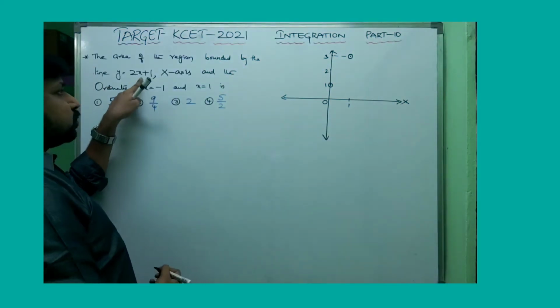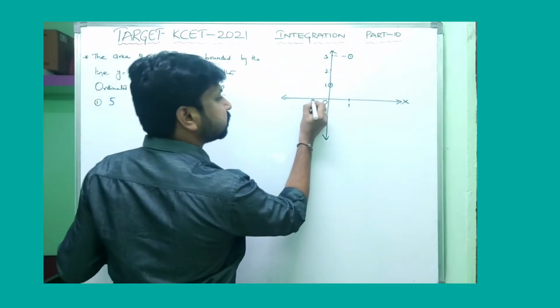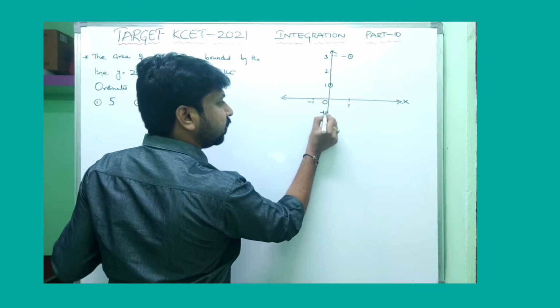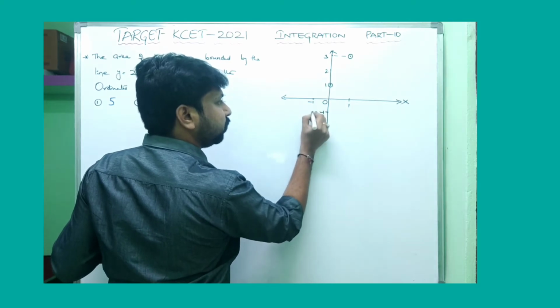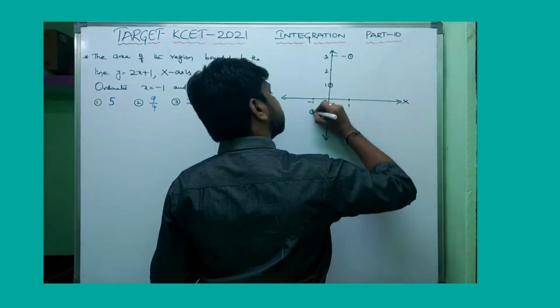Then if you take x = -1, 2 into -1 is -2, plus 1, y = -1. So x = -1 means y is also -1. That is what you need to draw here. If you join all the points, you get a line like this.